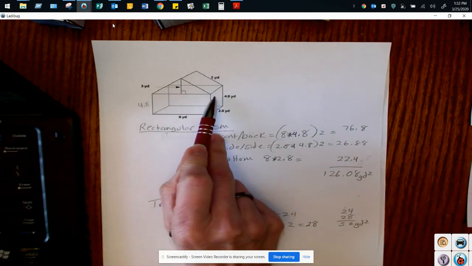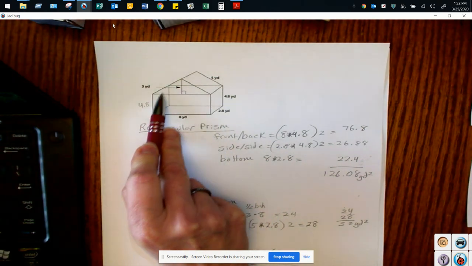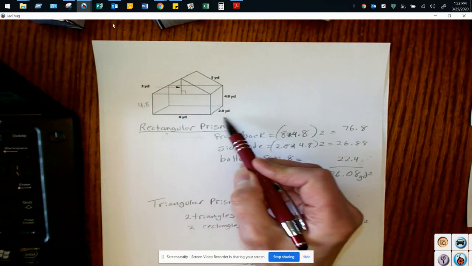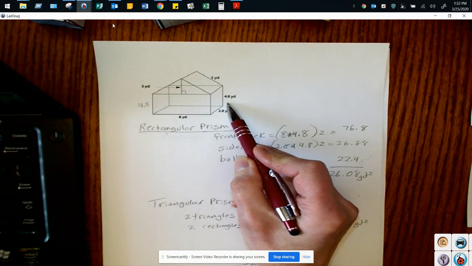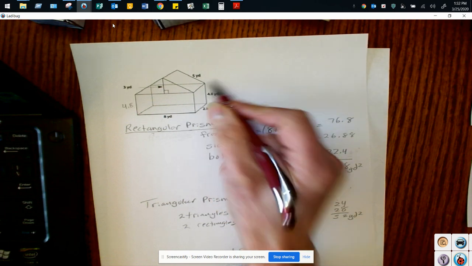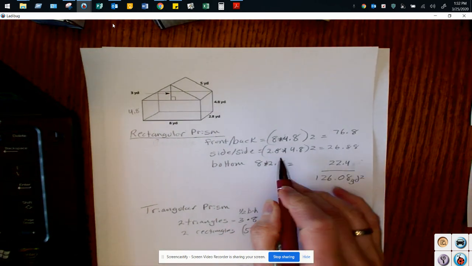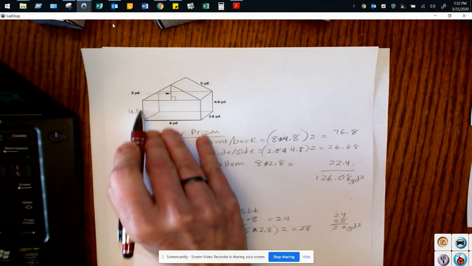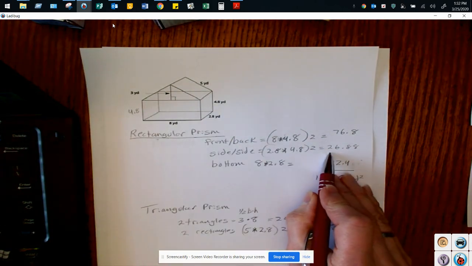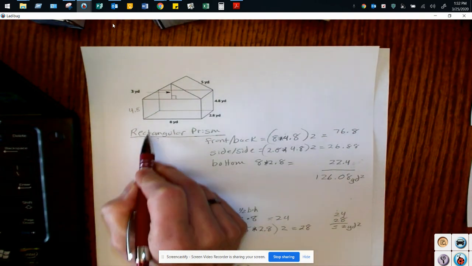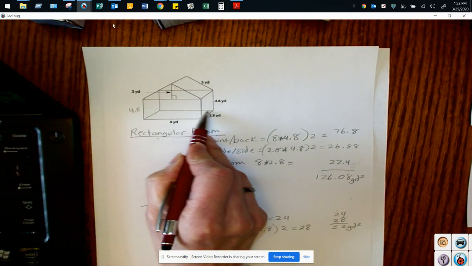Now I'm going to look at my two sides. I've got this end side here and this end side here. So that's a 2.8 times a 4.8 to get this rectangle on the end. And I did times 2 because I've got this one on this side as well, giving me 26.88.